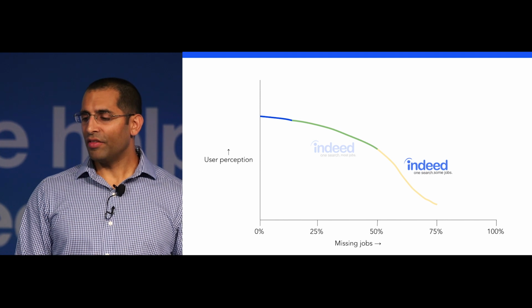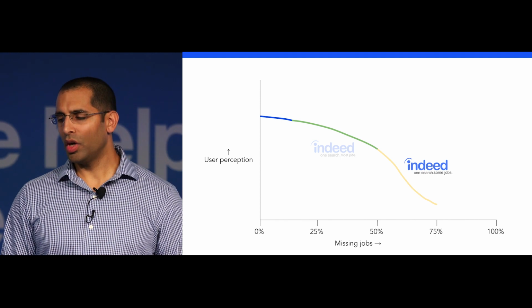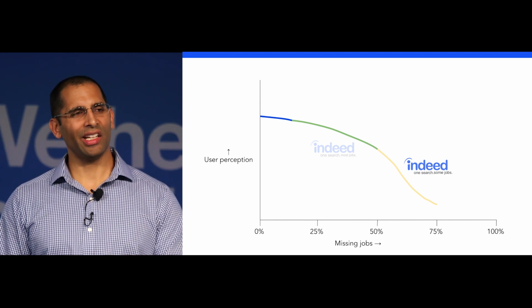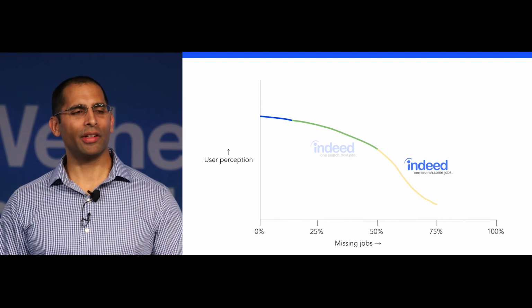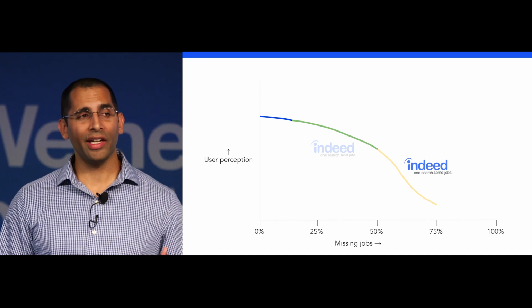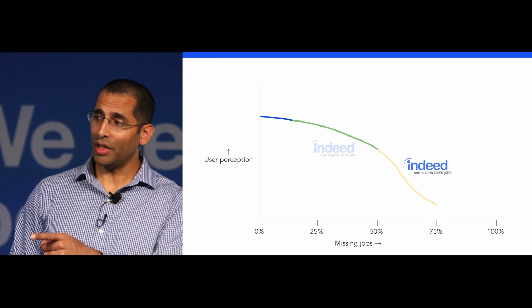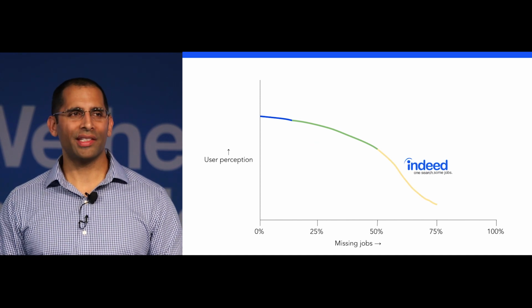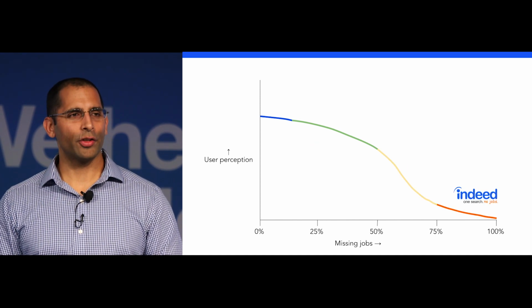If 50 to 75% of the jobs are missing, now it's one search, some jobs. Not really compelling. It's not the kind of thing that you advertise and you tell your mom, hey, I work for Indeed. One search, some jobs. She's not going to be impressed by that. And then, of course, if you're missing more than 75% of jobs, it's one search, no jobs.